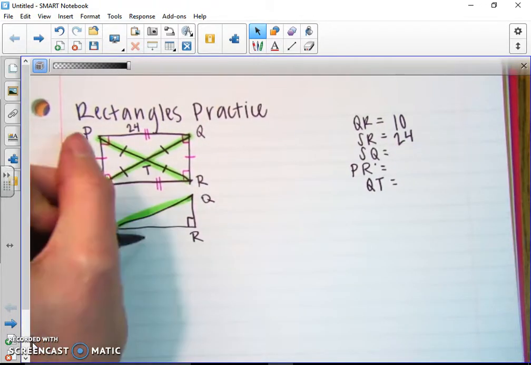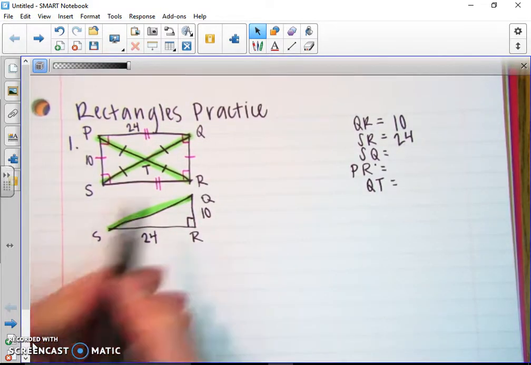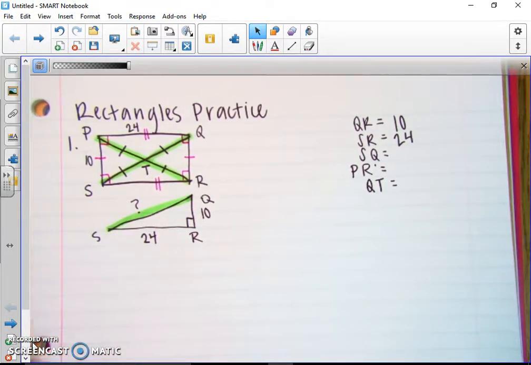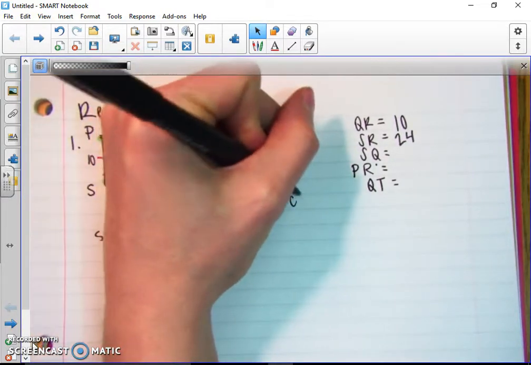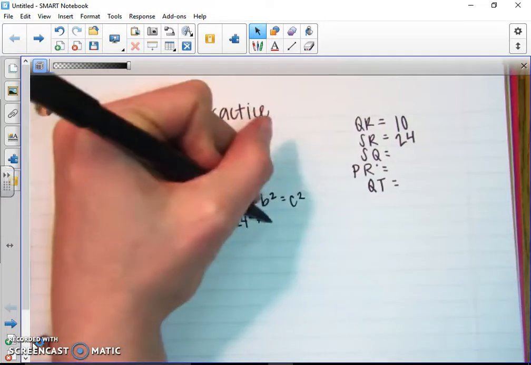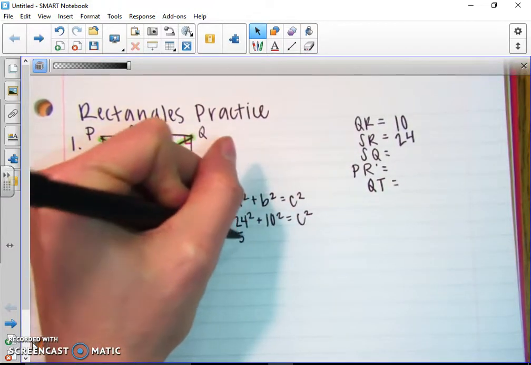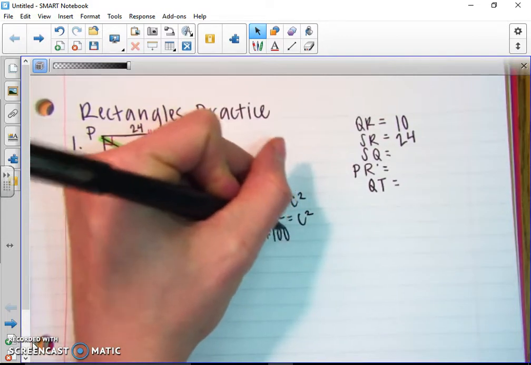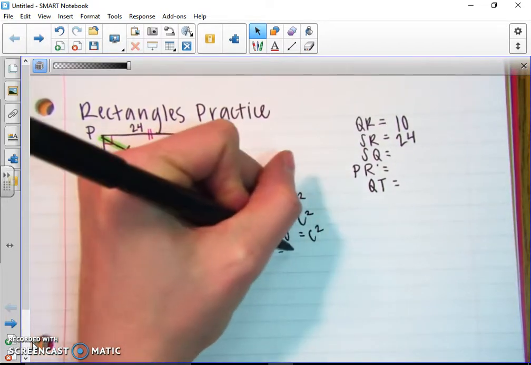So we know that SR is 24, and we know that QR is 10. So if I know the 2 legs of a right triangle, how do I find the hypotenuse? I have to use the Pythagorean theorem. So I'm going to use my a squared plus b squared equals c squared, where these are my a and b. So 24 squared plus 10 squared is equal to c squared. So we can go ahead and calculate that. So we've got 576 plus 100 is equal to c squared. So 676 is equal to c squared.